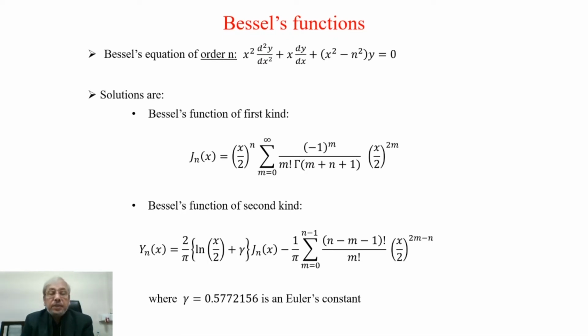But just before that, to remind all of you, we will just recapitulate the nuances of Bessel's function and Bessel's equation. Bessel's equation of order n is given by x squared d2y/dx2 plus x dy/dx plus (x squared minus n squared) y equal to 0.